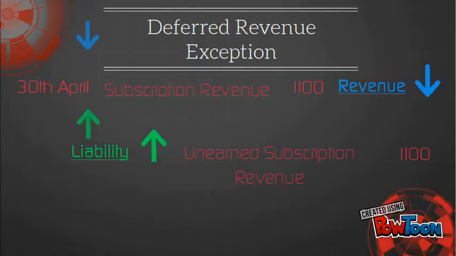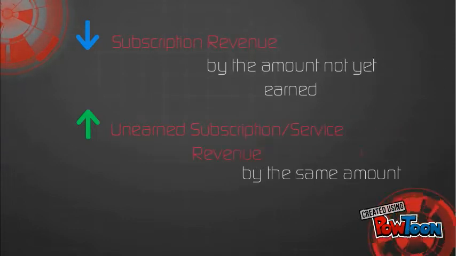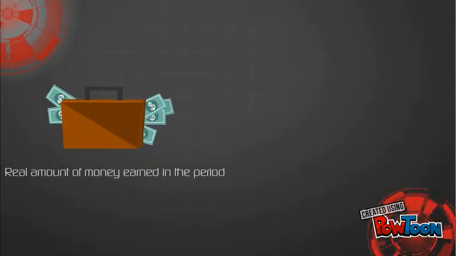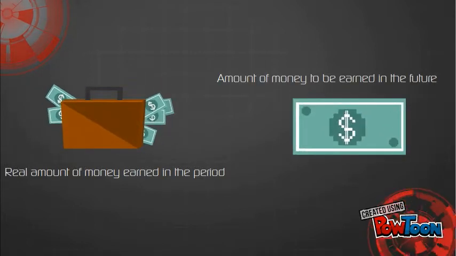The entry decreases the subscription revenue account by the amount not yet earned and increases the liability account unearned service revenue by the same amount. This shows the real amount of money earned in the period and the amount of money to be earned in the future. Okay, agent, next we have deferred expense.